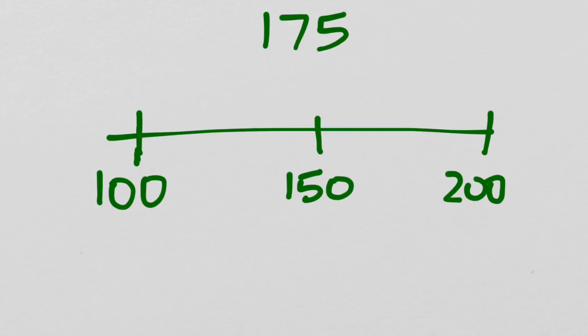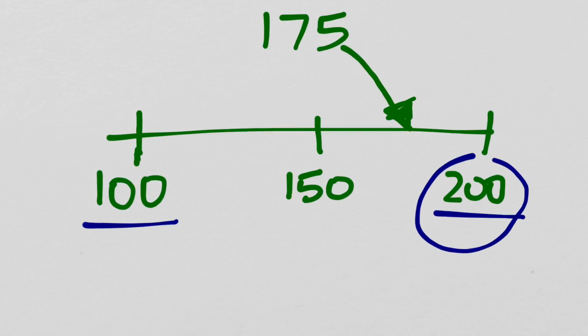Okay, now it doesn't have to be tens, it can be anything. Let's say I'm rounding to the nearest 100. Okay, so I've got 100, then I've got 200. My number is 175. 175 is somewhere here. So of the hundreds, if I'm counting in hundreds, 175 is closest to 200. So 175 rounded to the nearest 100 would round up to 200.